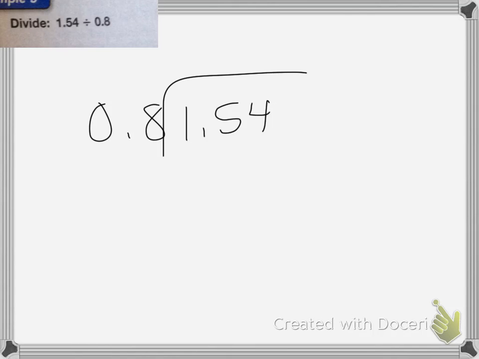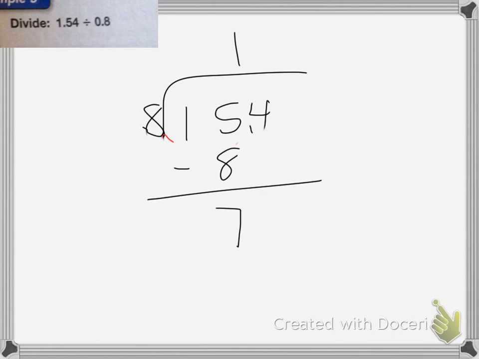Okay, divide 1.54 divided by 0.8. Move the decimal once here, move the decimal once here. I end up with 15.4 divided by 8. 8 goes into 15 once. That's 8. Subtract. I end up with 7. Bring down the 4. Decimal goes straight up.